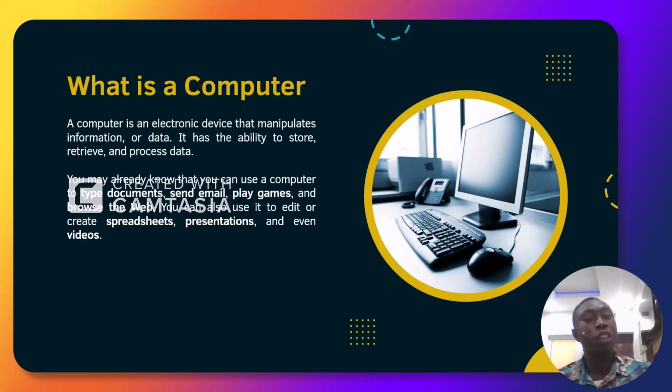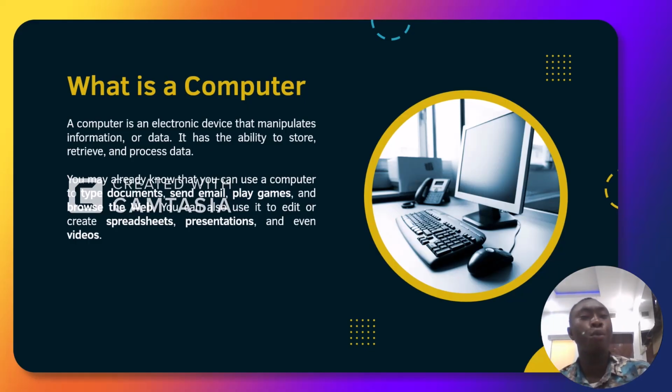Right. Apart from that, there are so many things we can do with our computers, and as you already know, with our laptops or our desktop computers, we can type documents, send emails, play games, and browse the web. And not just limited to our laptops or desktop computers, all these things our phones can still do. We can type documents on our phone, send emails, play games, and browse the web on our phone. So you can see what we use computers to do.